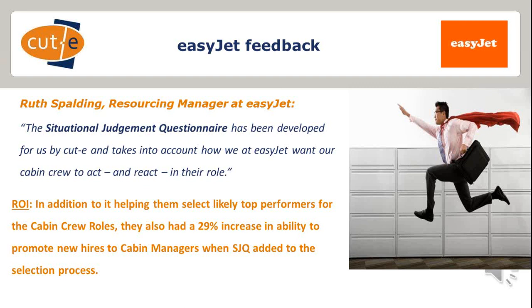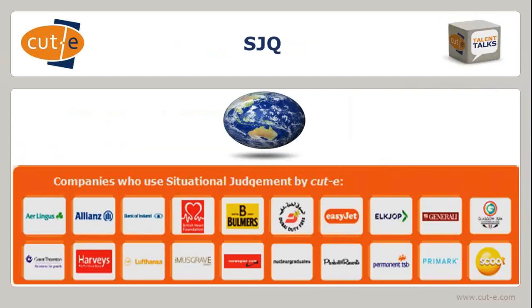In fact, they had a 29% increase in the ability of those who were cabin crew being able to get promoted later on to cabin managers, which means that you don't have to hire as many cabin managers, of course. They can just promote from within just by adding this situational judgment questionnaire.